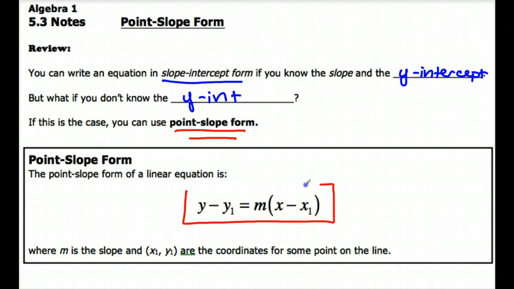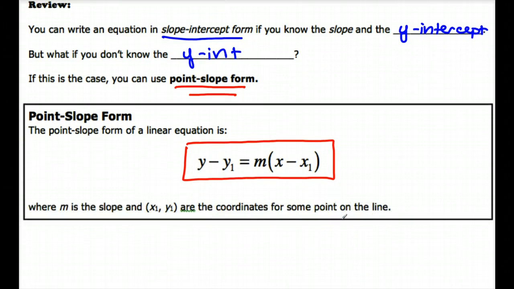Point-slope form of a linear equation looks like this: y minus y sub 1 equals m times the quantity x minus x sub 1. You'll notice a couple of similarities to slope-intercept form. There's a y on the left side of the equation and x on the right side, and the big thing is that m value there. Just like in slope-intercept form, anytime you see an m in this unit, m is still going to stand for your slope.